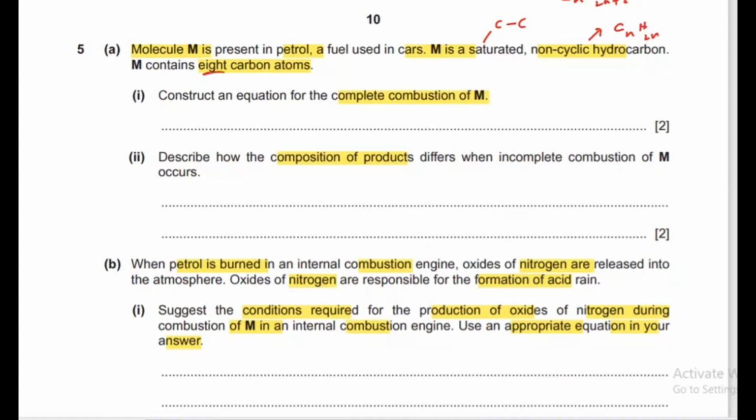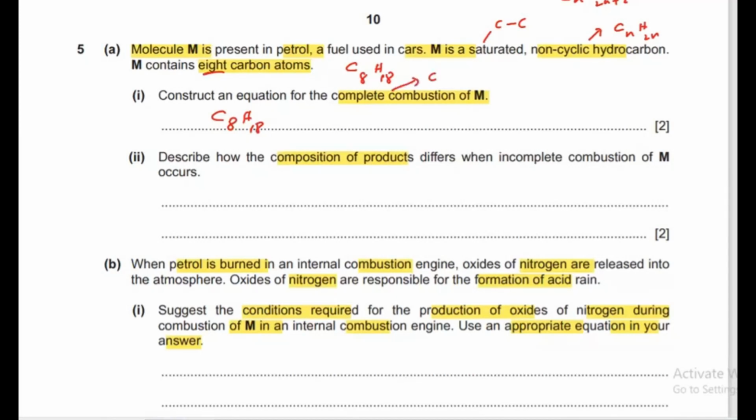M contains 8 carbon atoms. So if there are 8 carbon atoms, there must be 8 times 2, 16, plus 2, 18. So M is actually C8H18. Construct an equation for the complete combustion.